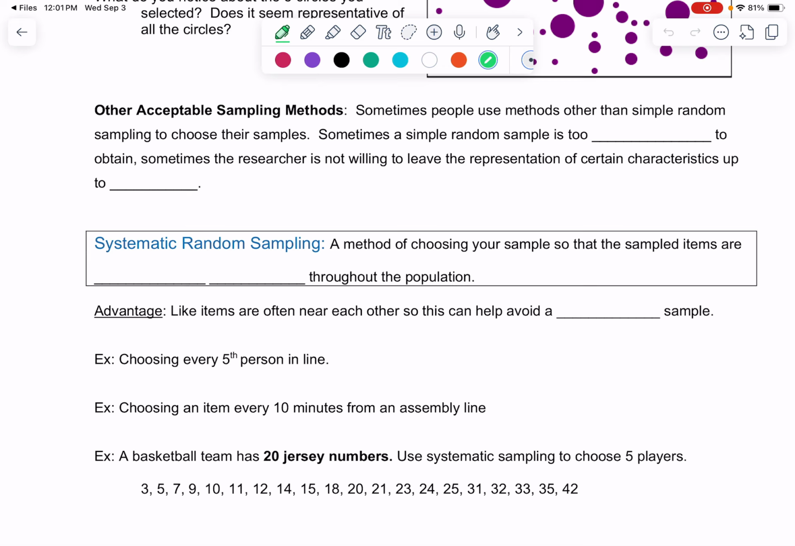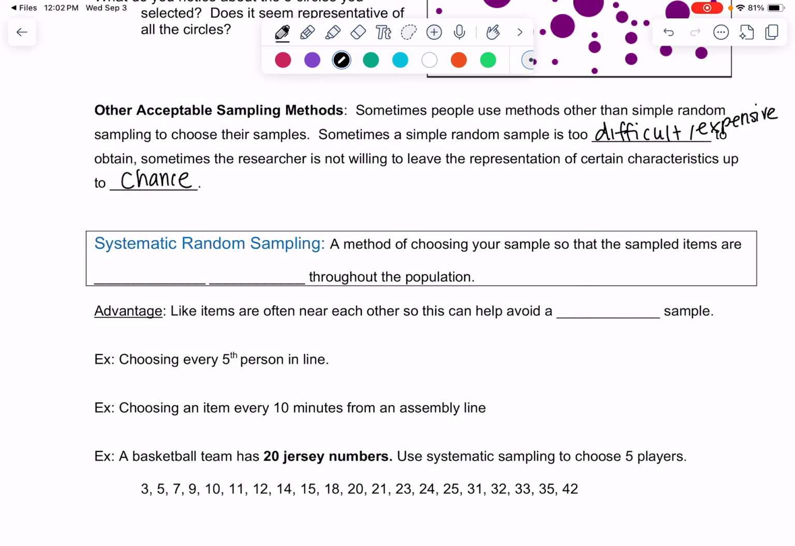And that's because sometimes simple random sampling is too difficult or too expensive to obtain. Too time consuming. We'll talk about that as we do examples. And then there's also sometimes researchers are not willing to leave some parts up to chance. And so all of these will be addressed as we look at the three other methods.